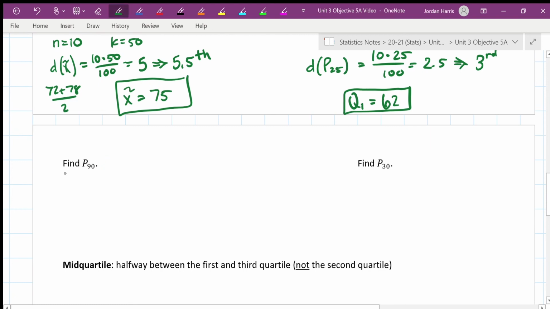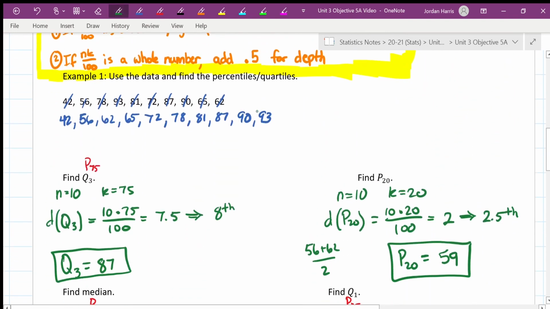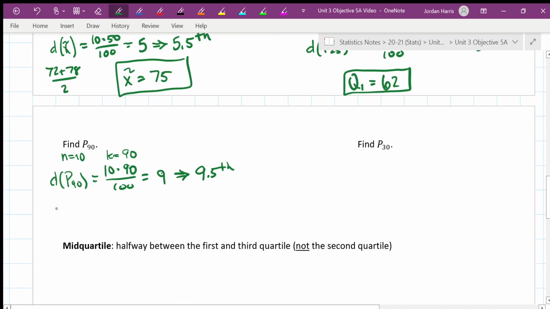Find the 90th percentile. So n is 10, still using that same data set. K is 90 now, so the depth of the 90th percentile is 10 times 90 divided by 100. That is 9. We have to follow one of those rules. So the 9.5th term. That means it is halfway between 90, which is my 9th, and my 10th, which is 93. So 90 plus 93 divided by 2, that is the 90th percentile. I end up with 91.5, halfway between 90 and 93.